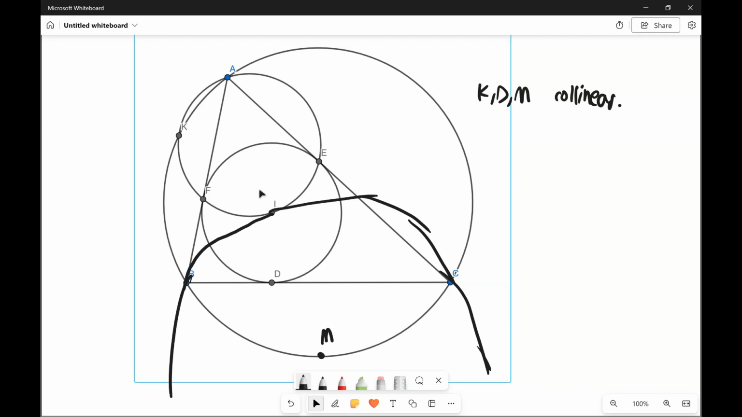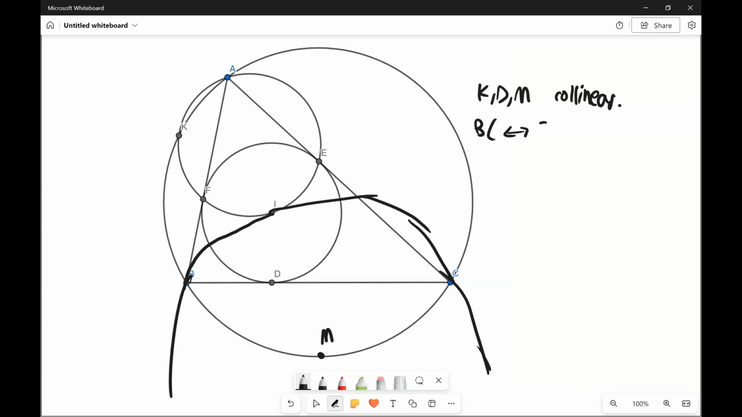The point A: let's first consider the circumcircle of ABC, which is the circumcircle of BMC. By inversion properties, this just inverts to the line BC. So BC and the circumcircle of ABC invert to each other. And this means that if I draw in the line AI and let it intersect the side at a point T, then T and A are inverses.